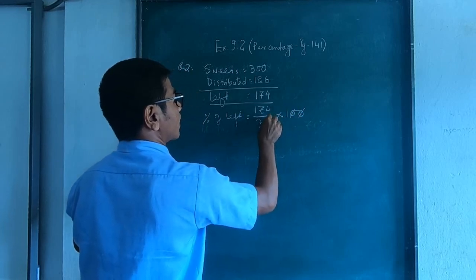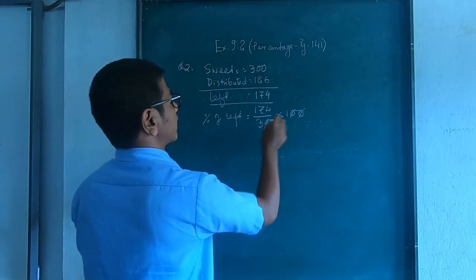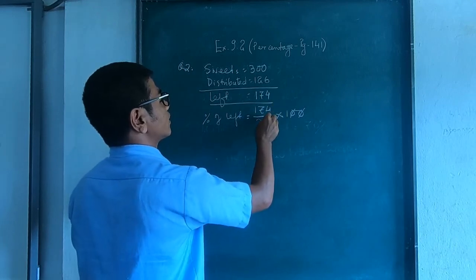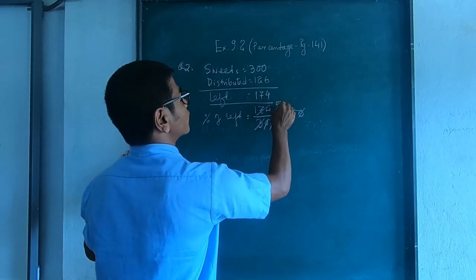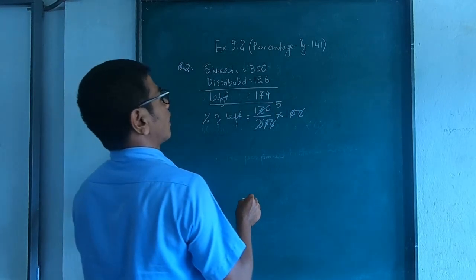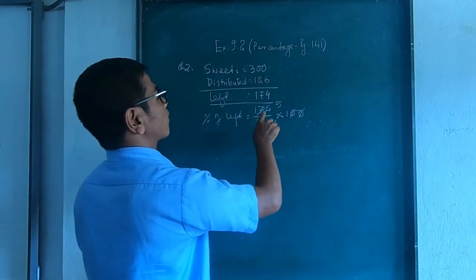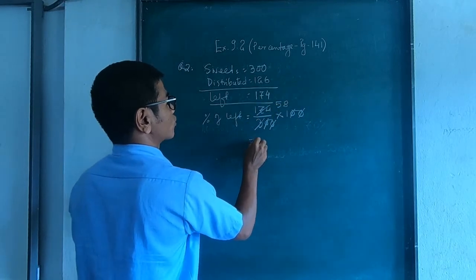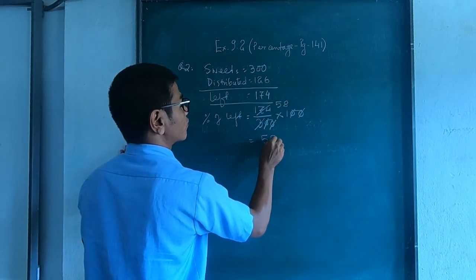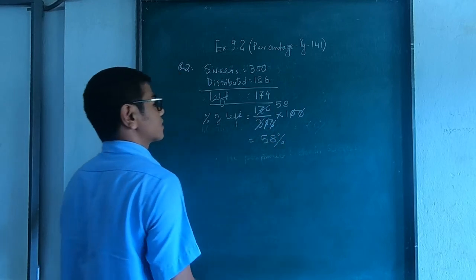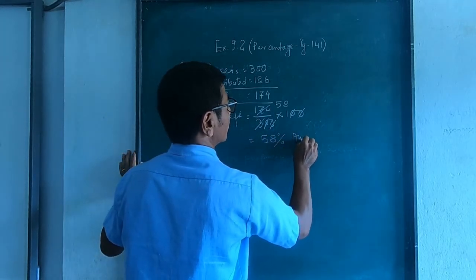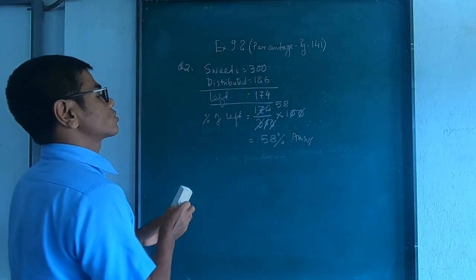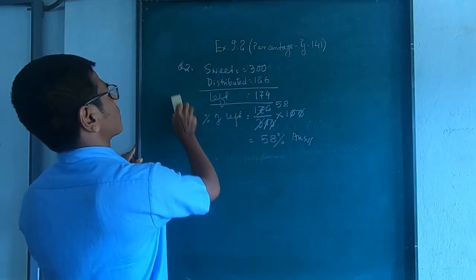Strike it off, strike it off. 0, 0. Then we divide by 3. Does it go with 3? 3, 5 is 15. That is 2 in 17 minus 15 is 2 and 4 is 24. 3, 8 is 24. So our answer is 58% is left. So this is your answer. So we have solved question number 2.